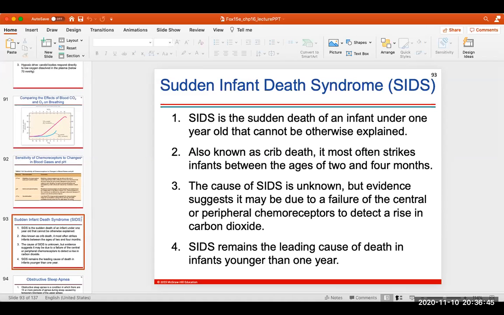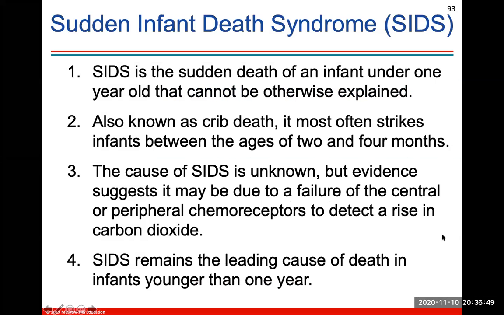Sudden infant death syndrome is the sudden death of an infant under one that cannot really be explained. It's also known as crib death. The evidence suggests it may be due to a failure of the central or peripheral chemoreceptors to detect a rise in carbon dioxide.